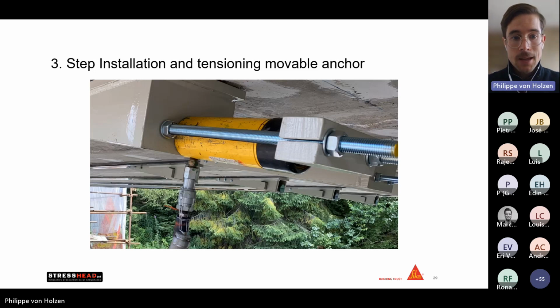And as you see, as soon as we finish applying or reaching the required force, we only have to tighten those knots and the whole force is in the structure.